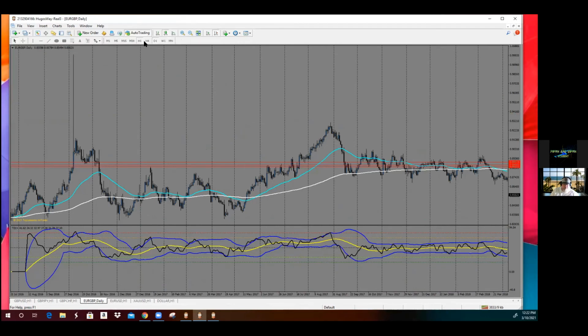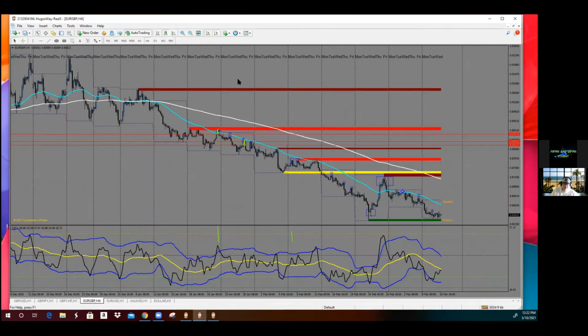On the daily time frame, we go back to the 4 hour. So what happened here is when it broke this structure, it kept moving down, came back up, retested that same area, and broke again. Okay?